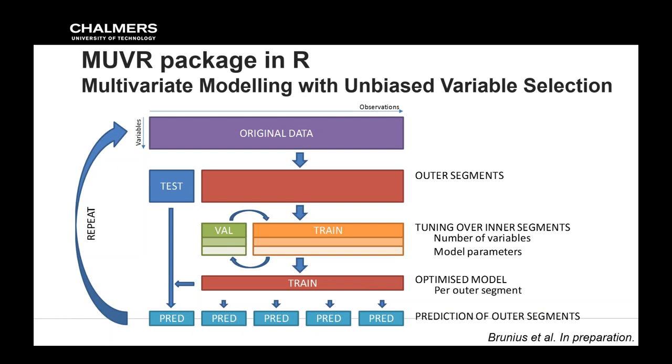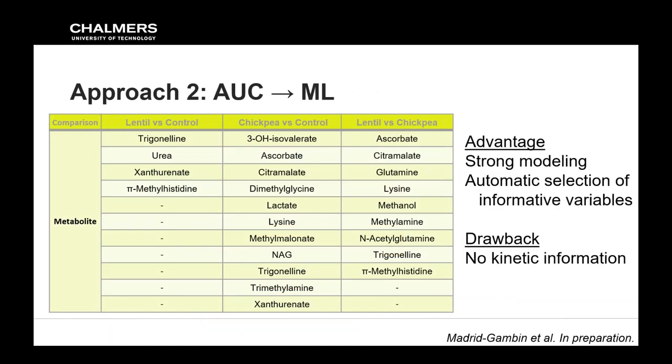Out of these 1,500 variables, we actually get a choice of 45-ish metabolite features that were selected from each model, and these are in fact the metabolites that we're going to be looking at, which are going to differentiate between the different treatments. So it's a very strong modeling, the multi-level approach, of course, and we got the automatic selection of informative variables, which is on the plus side. But on the drawback is, of course, that we don't have kinetic information in the multivariate modeling.